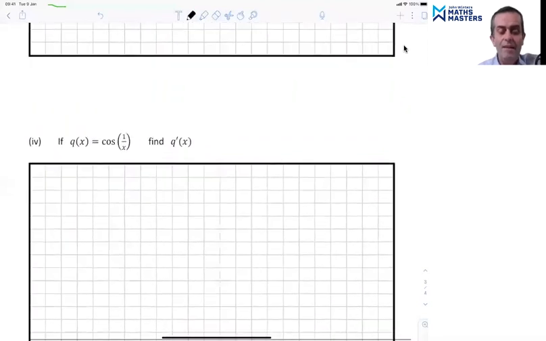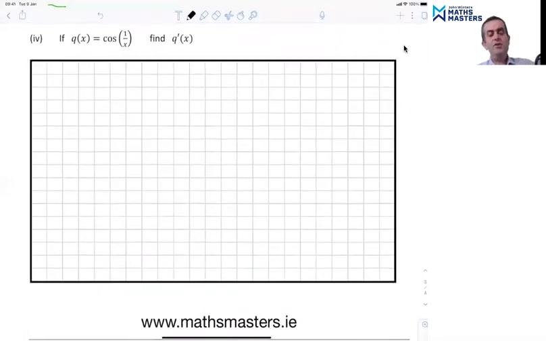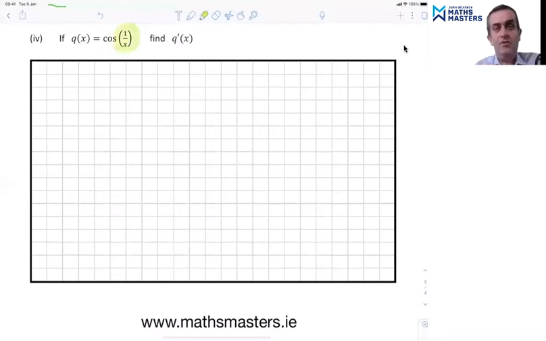Okay. Now, our final question is this one. Q of x is equal to the cos of 1 over x. Find Q dash x. Now, again, we say to ourselves, well, this is not just x, it's 1 over x. So this is definitely the chain rule.